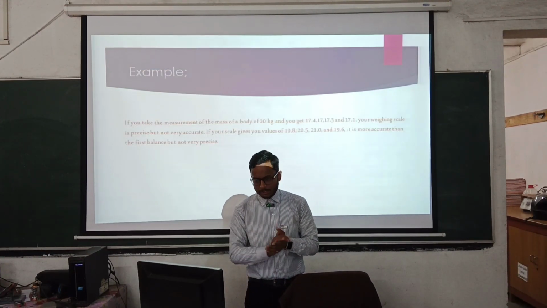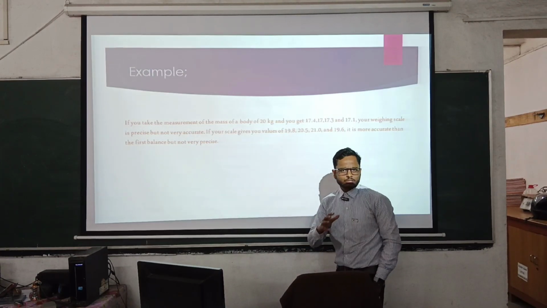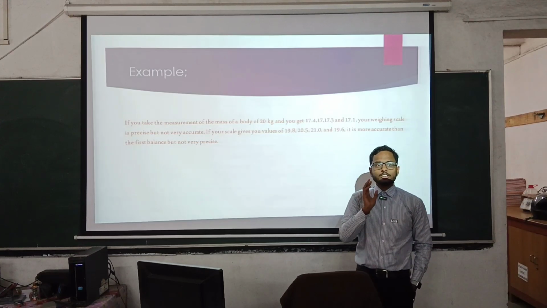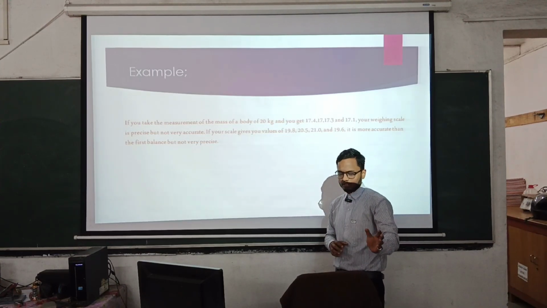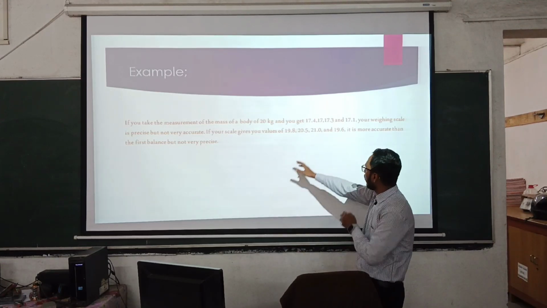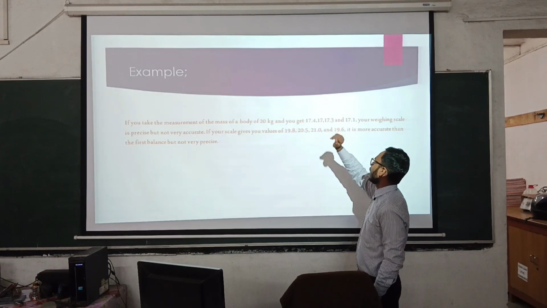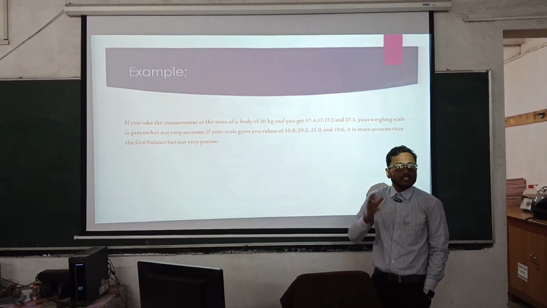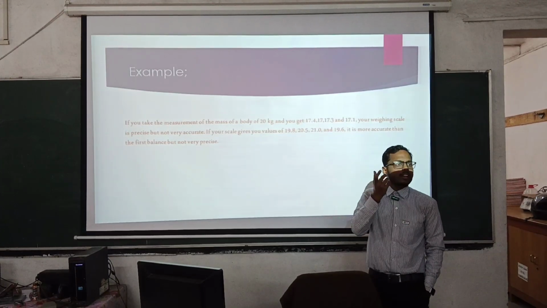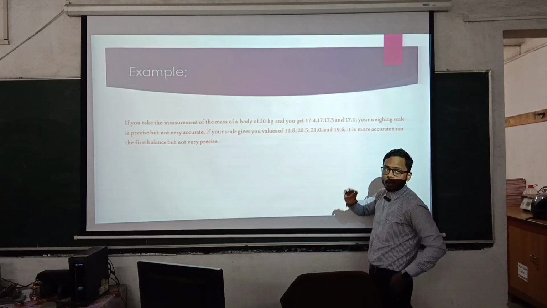We can understand this with the help of an example. Let's say we have a mass of 20 kg. 20 kg is the theoretical value, that is the true value, right? When we take two weighing machines, one weighing machine shows 17.4, then it shows 17, then 17.3, then 17.1. We can clearly see this is not accurate because 20 is the real value and the weighing machine shows 17.3, 17, 17.3.